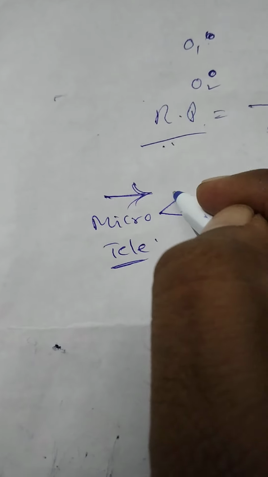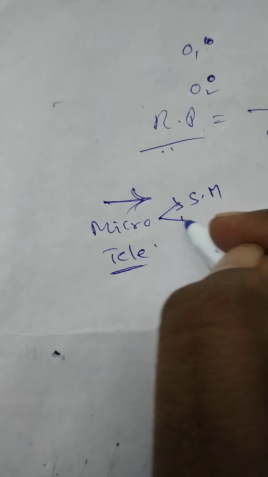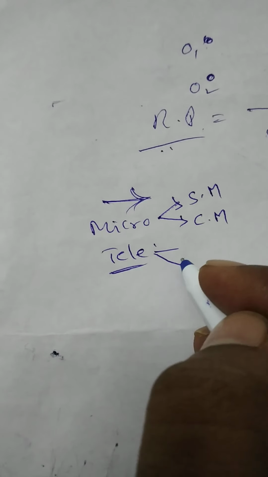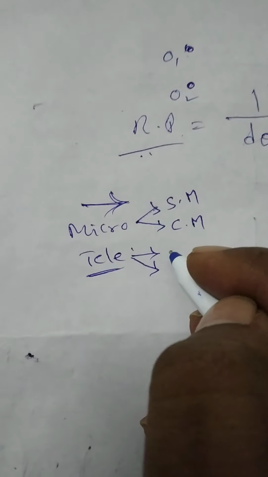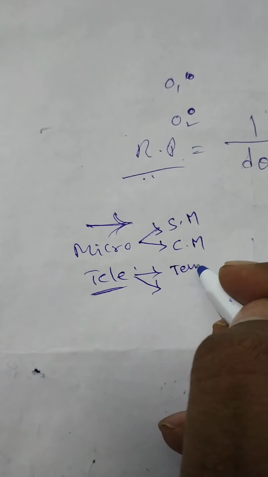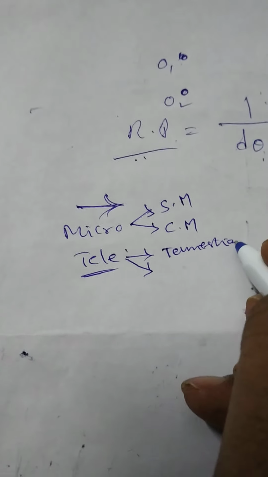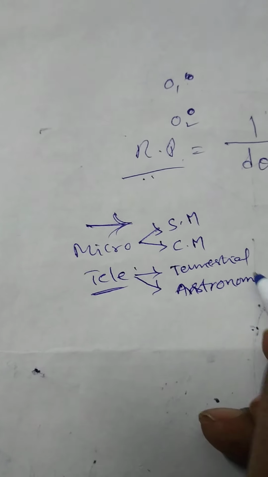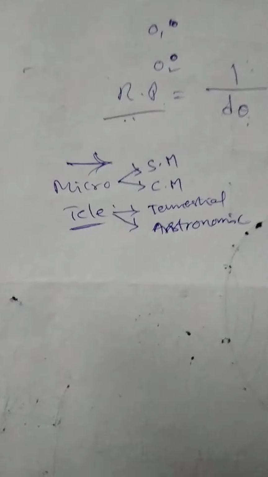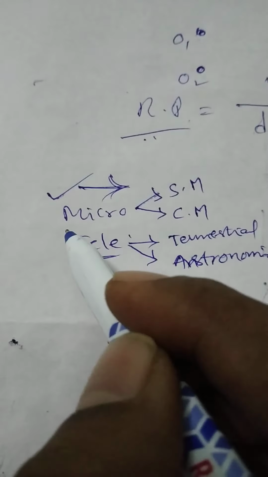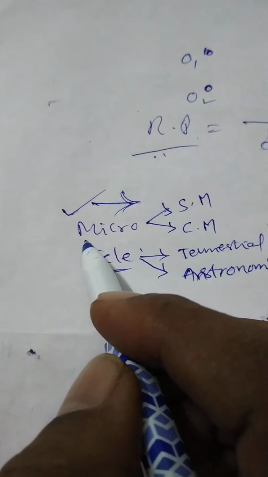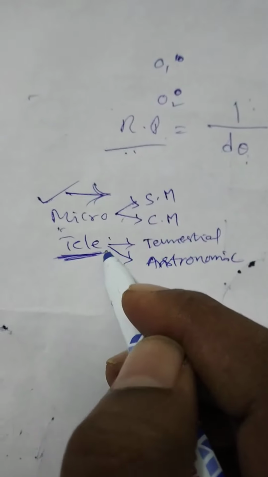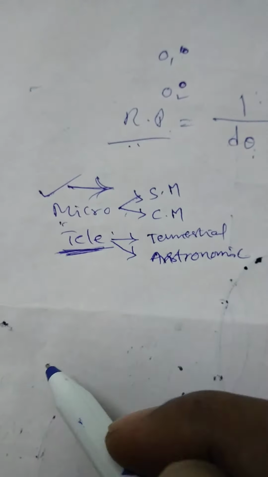Microscopes are of 2 types. First one, simple microscope. Second one, compound microscope. Telescopes are of 3 types. First one, terrestrial telescope, astronomical telescope. So what is meant by a microscope? It is a device used to see very minute objects clearly. Telescope means it is a device used to see very distant objects clearly.